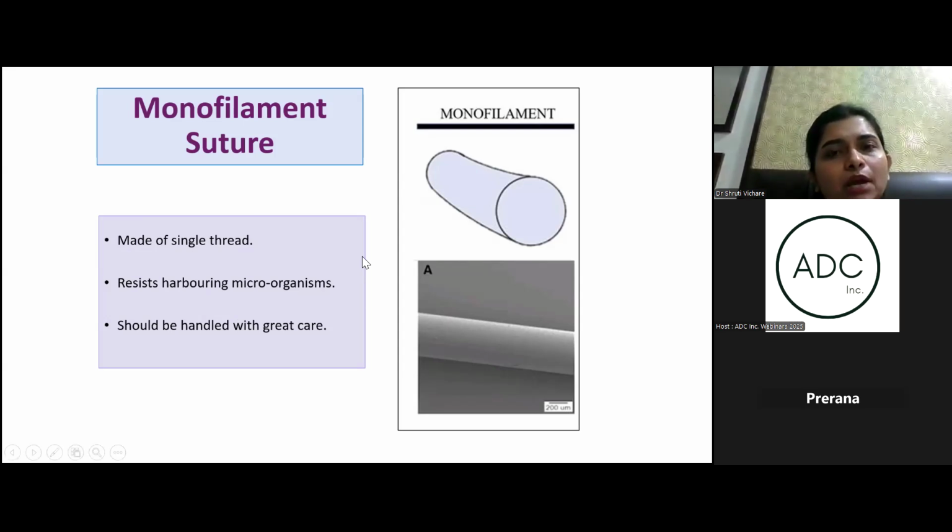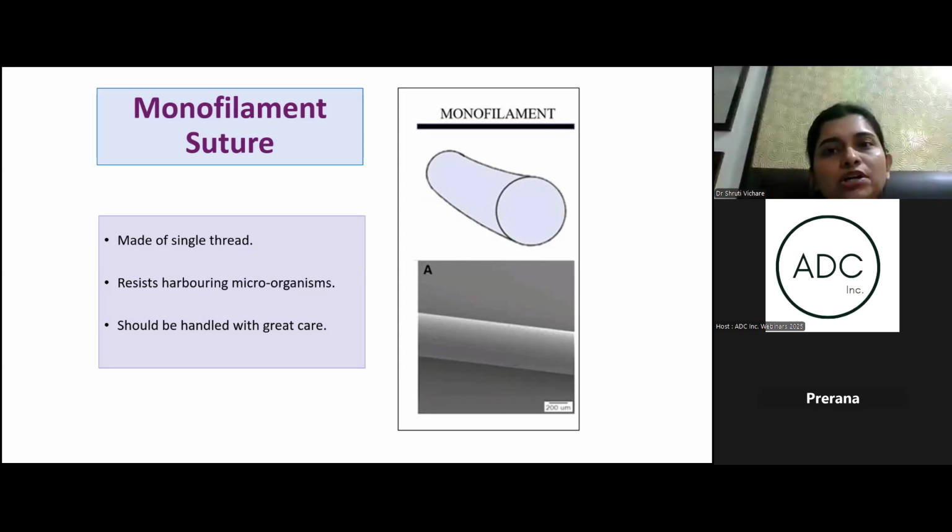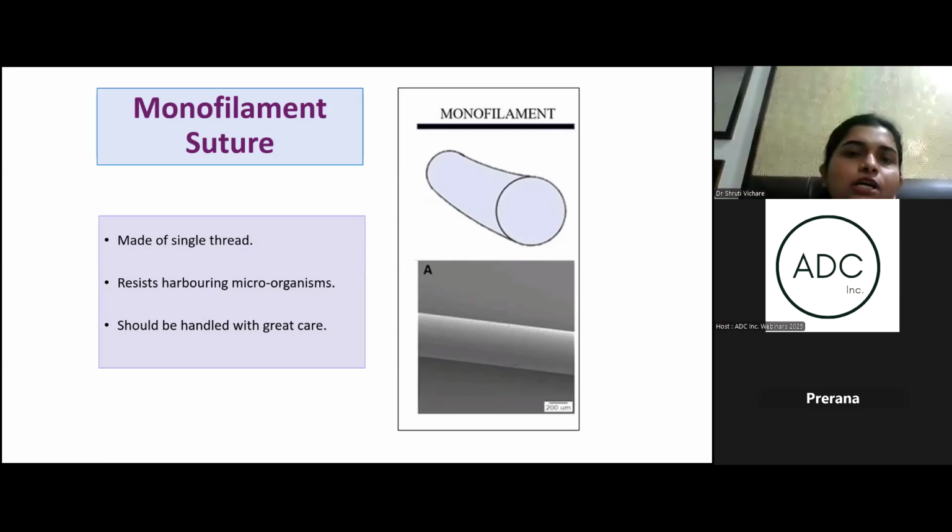Another important thing that I have to mention about these sutures is that they are very delicate to handle. Being monofilament, the surface is smooth, therefore the friction is less, and hence the knot tying of these sutures is a little problematic at times. So you have to tie multiple knots to have a good secured suture in place.